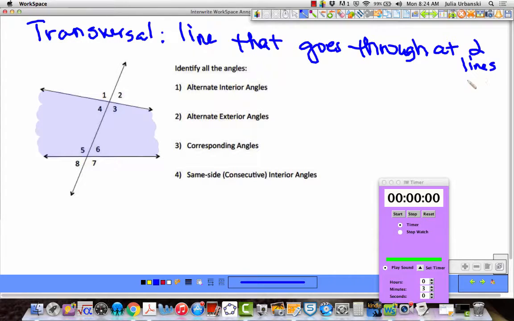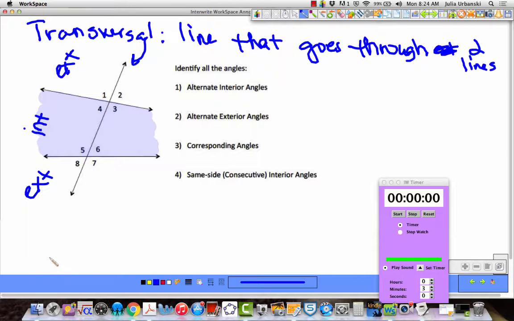Okay, so we said interior would be this inside space right here. On your picture, mark that right there. Interior. These are exterior, outside the space of the two lines. So I marked it in blue, but normally those aren't marked for you. But this is the inside space. These are your two lines. This is the transversal that's cutting through them.